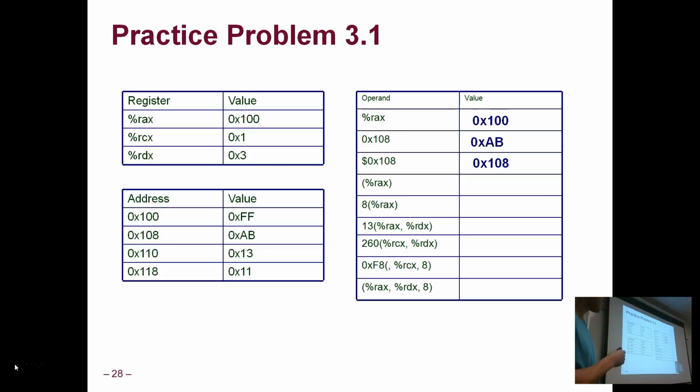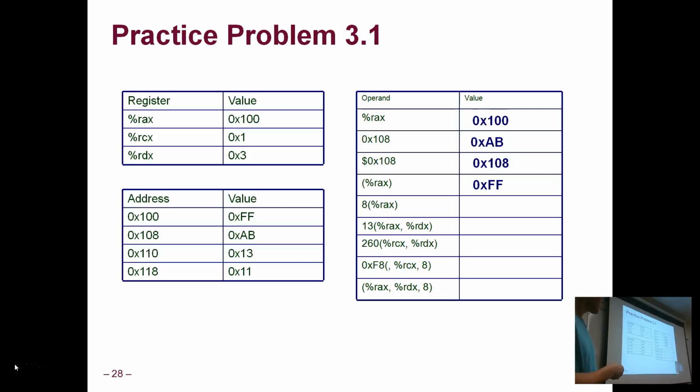Parentheses RAX, this is your indirect mode. This says use the register here as an address, or take what's in RAX and use it as an address. Go to that address and give me the contents of memory there. So the contents of RAX is hex 100. And at your memory address 100, you have FF. So that's what you get.